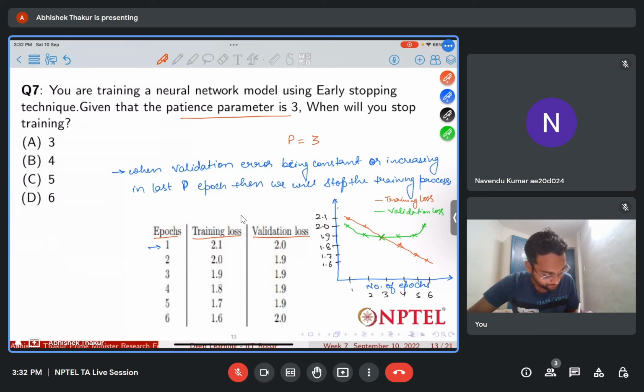So here you can see, this is the first time the loss is constant, second and third. So P is equal to 3. So we will stop here. This is our stopping point. We will stop the training process here.